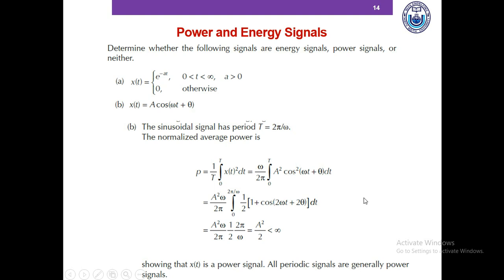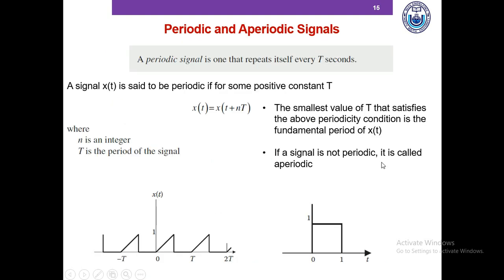Now we might ask, what is a periodic signal in the first place? Now we're going to talk about it. So signals can be classified in an additional category called periodic or aperiodic signal. A periodic signal is a signal that repeats itself every T seconds. So mathematically speaking, a signal x of t is said to be periodic for some positive constant capital T, where x of t equals x of t plus nT, where n is an integer and T is the period of the signal.